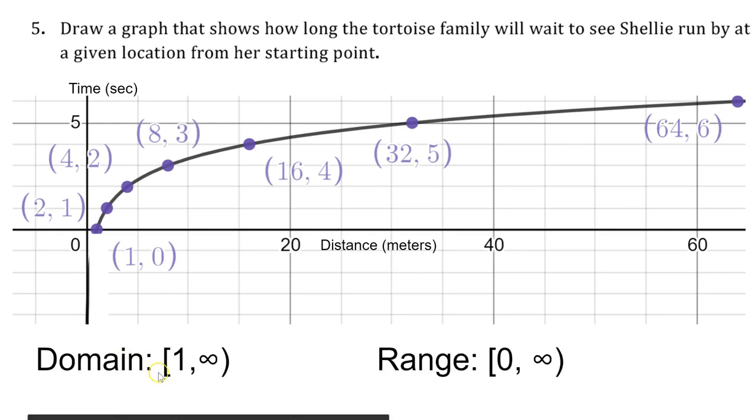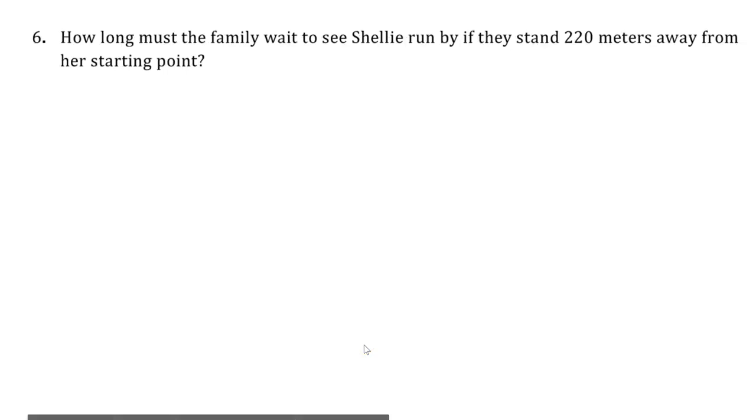Notice now the domain is 1 to infinity and the range is 0 to infinity, which is switched from the previous domain and range before we inverted the graph. We could use a graph like that to answer a question like number 6. How long must the family wait to see Shelly run by if they stand 220 meters away from her starting point? In other words, we're trying to answer the question, when is 2^x going to equal 220?